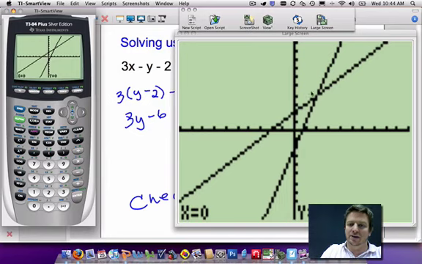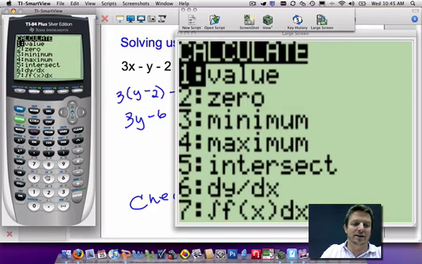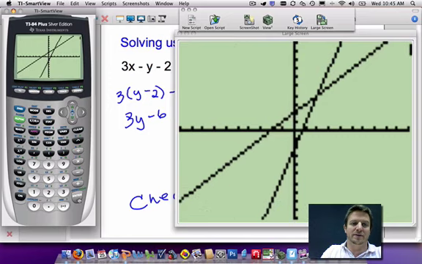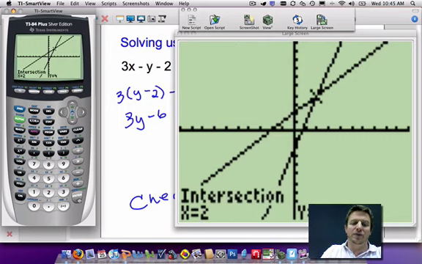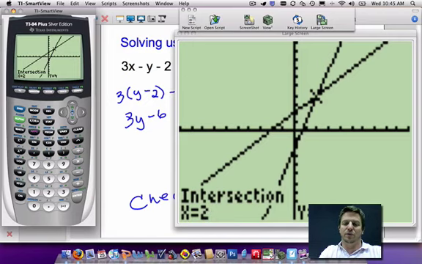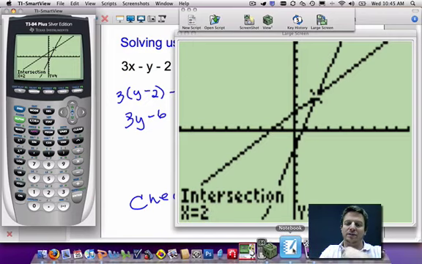And we can see here that indeed it intersects at 2, 4, but I'd like the calculator to calculate that by doing second, calculate, intersect. And then you press enter 3 times. And you can see we've checked our answer. It's exactly the same answer that we got here. The 2 and the 4 is the same as our answer here.